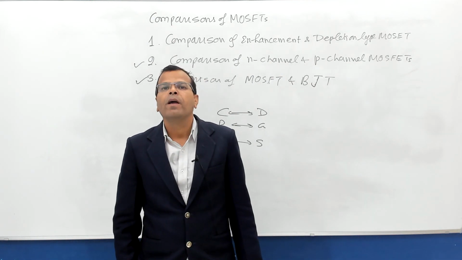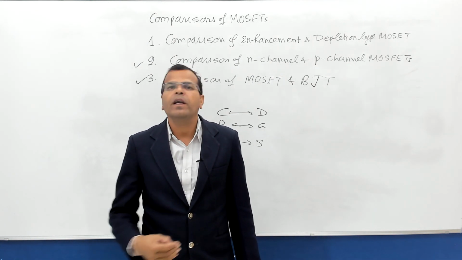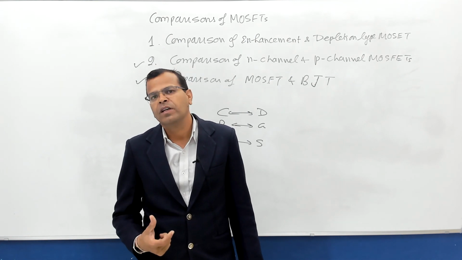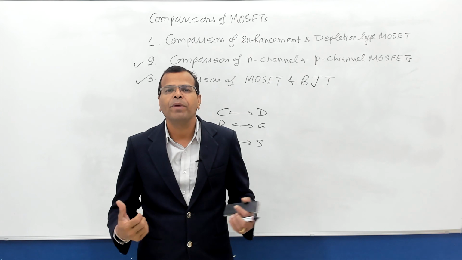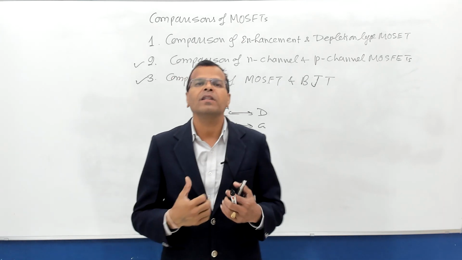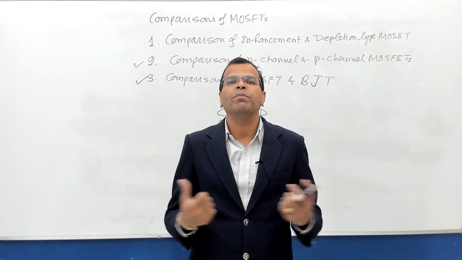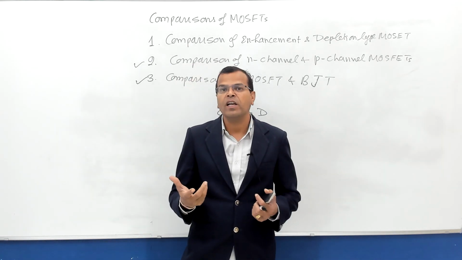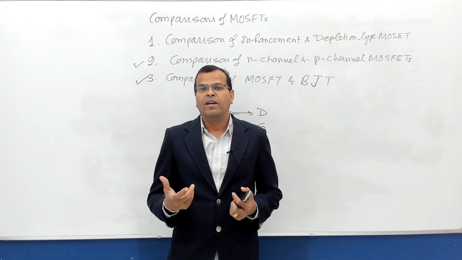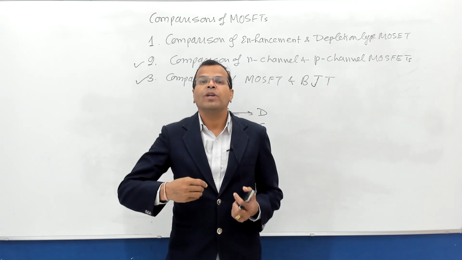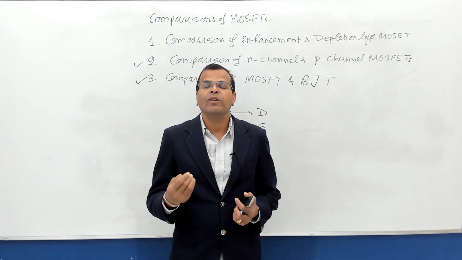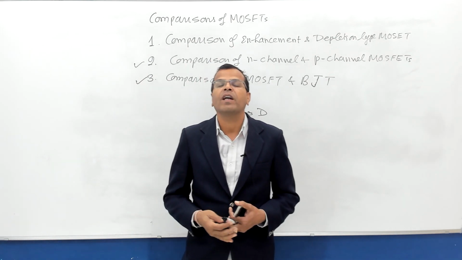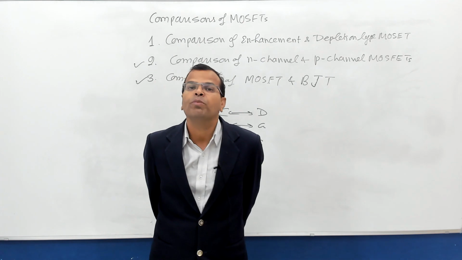Fourth point is, in case of BJT, we have the minority carriers stored in the base region. During the switching transient, those minority carriers are required to be removed. But in case of MOSFET, there is no storage of the carriers in the channel. So the switching time, that is turn off time or reverse recovery time, in MOSFET is very small as compared to BJT.